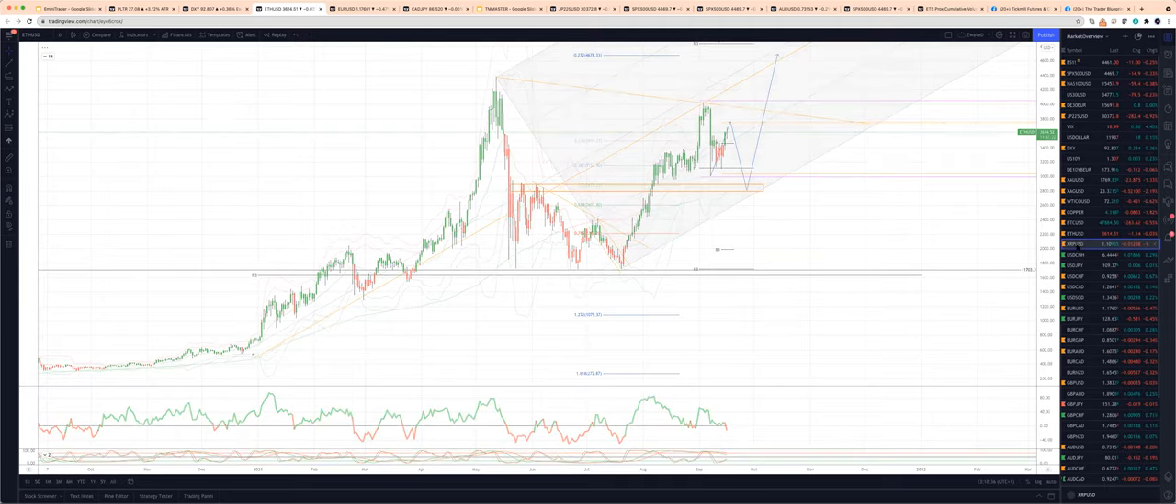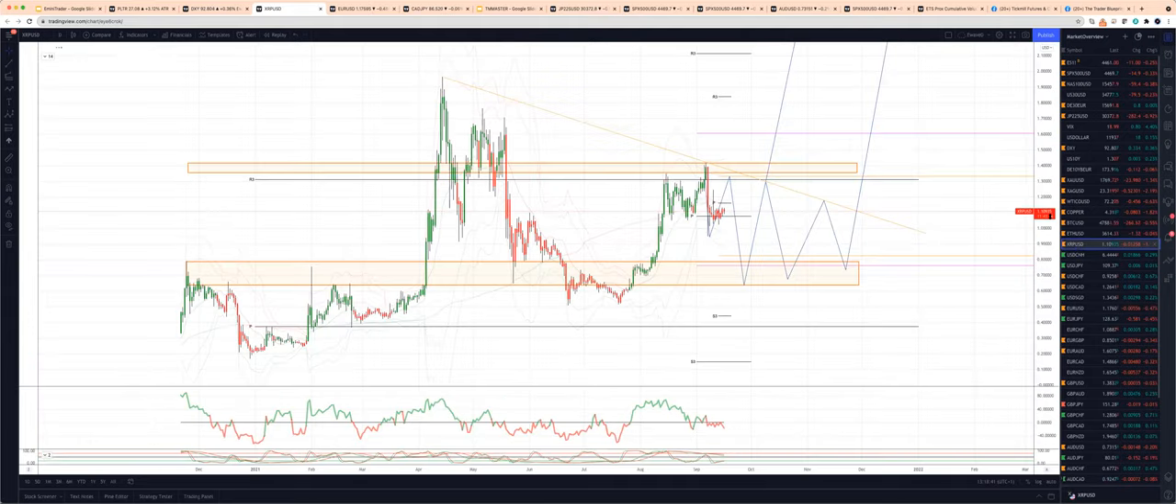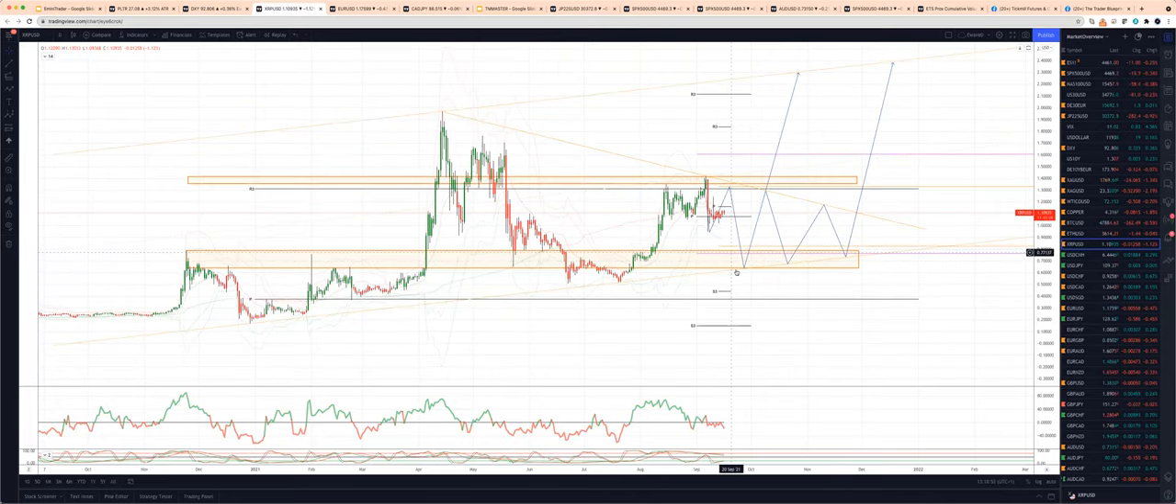XRP, a little bit more. Well, there's the potential here for a more complex corrective move. But as you'll see, I'm basically looking at the same idea that whilst we hold this support area, so anything in the 80 to 63 level, I'd be acquiring XRP here. So there's a potential that we do chop around.